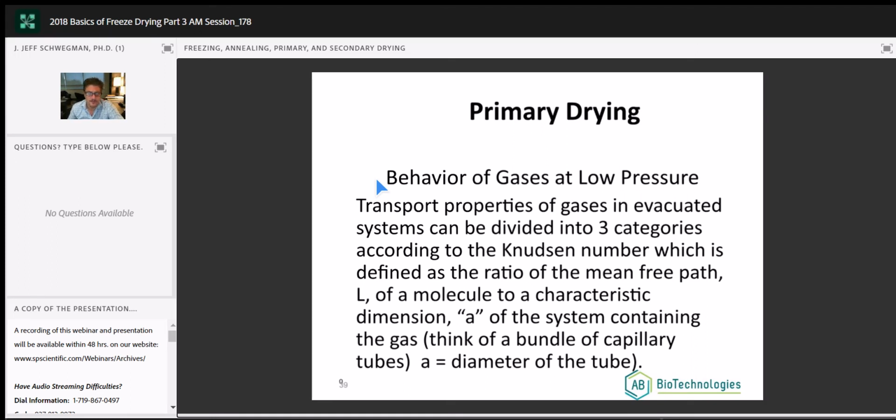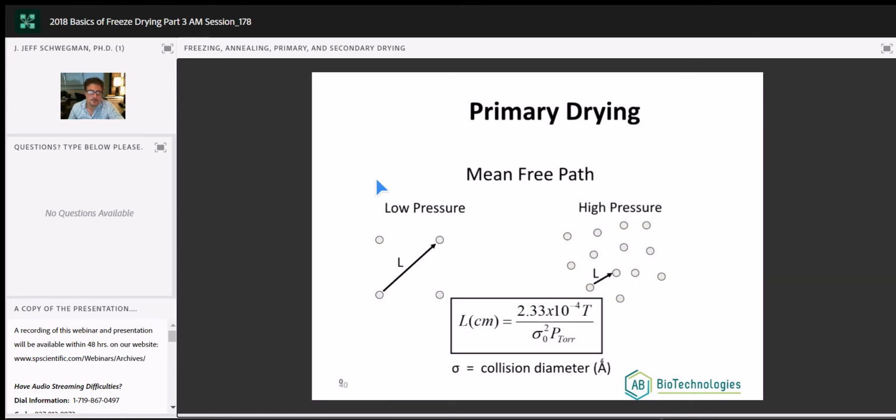Basically, the Knudsen number is defined as the ratio of the mean free path, we'll talk about that, L, of a molecule to a characteristic dimension. If we think about a pore in a freeze-dried cake, that would be the dimension A, the diameter of that tube or that opening in the cake or in the pore. So the mean free path L divided by A, we can calculate that Knudsen number.